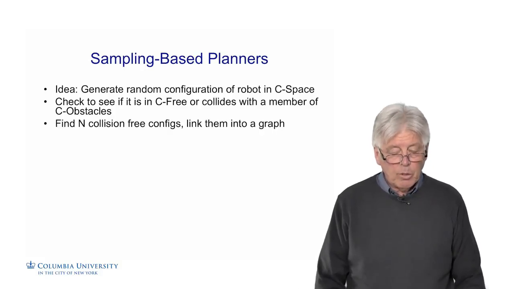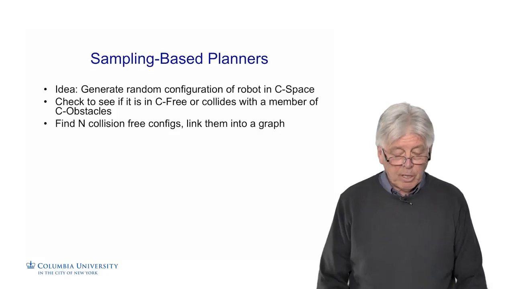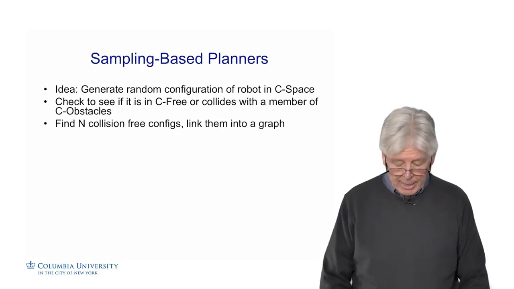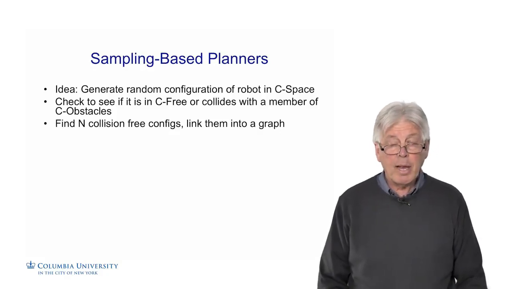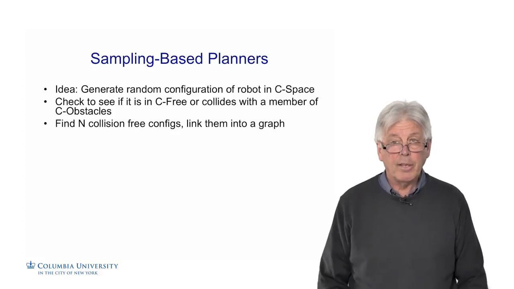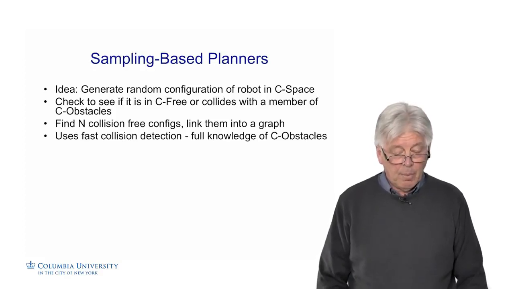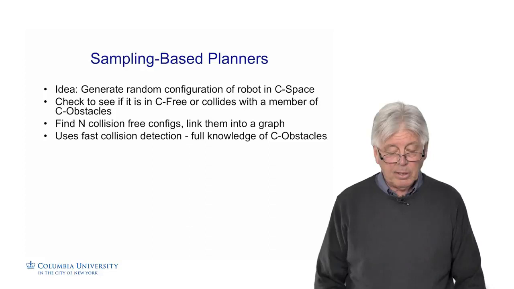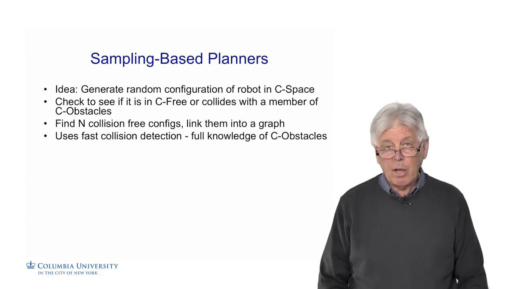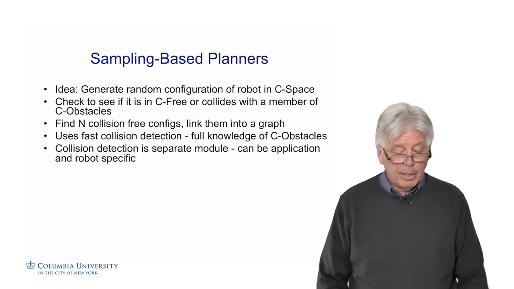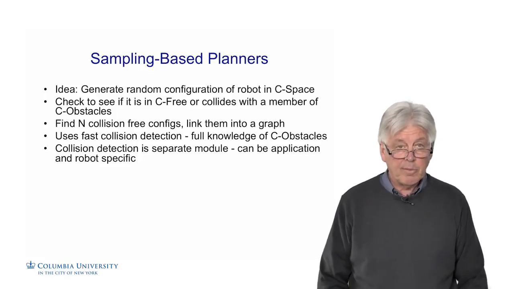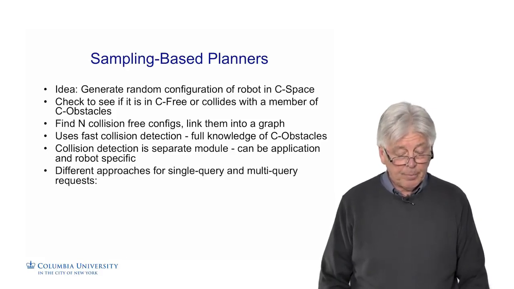And what we'll do is we'll try to find n, which is some arbitrary number of collision-free configurations, and link them into a graph. And once we have a graph, we know we can do graph search to find the path. This method uses fast collision detection, having full knowledge of the obstacle set. And the collision detection is a separate module which can be application and robot specific. So if you have a better collision detector or a special one for your application, that works fine.